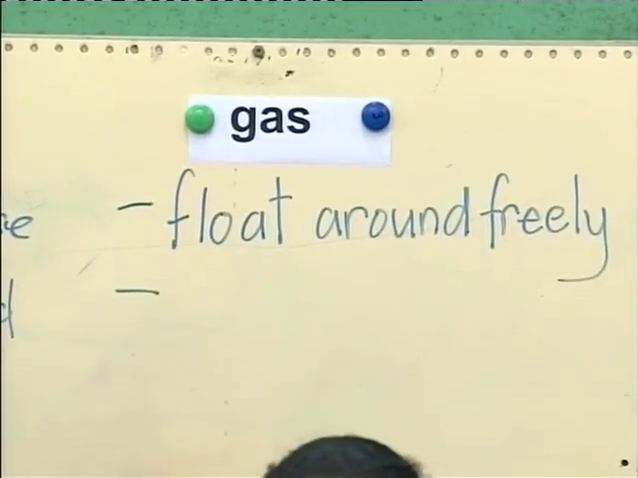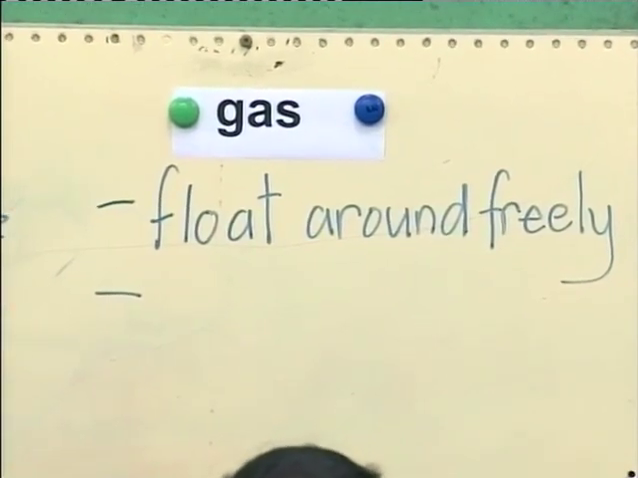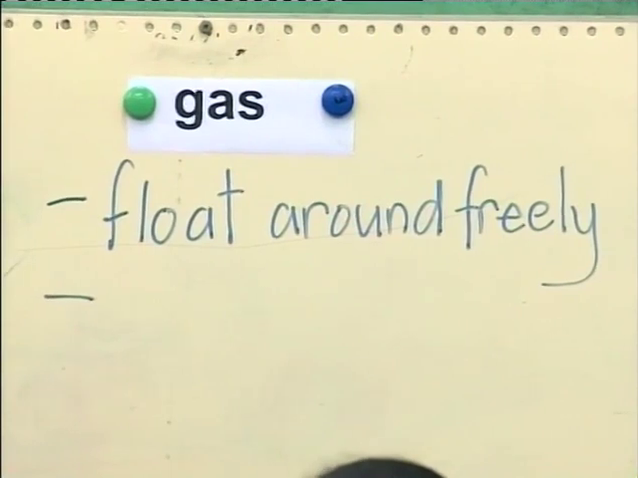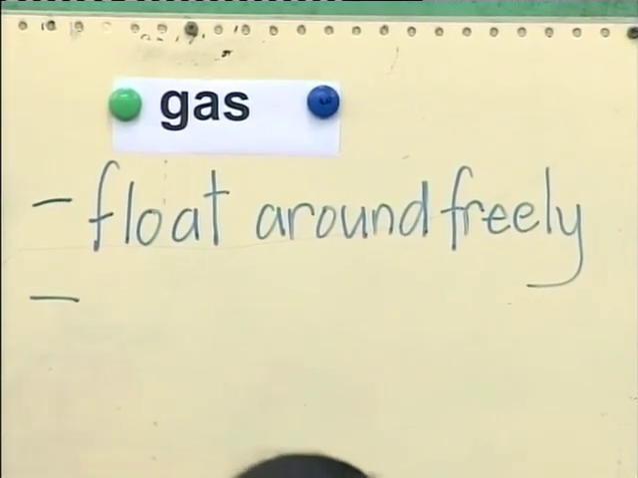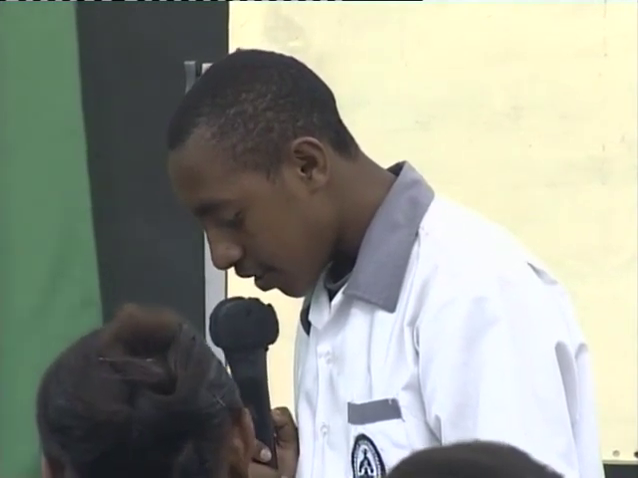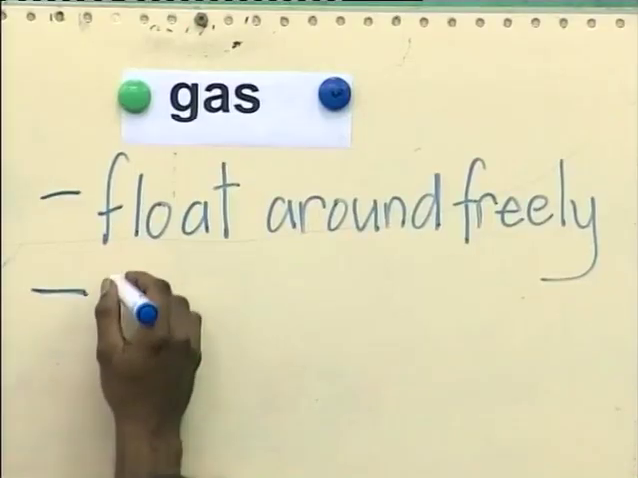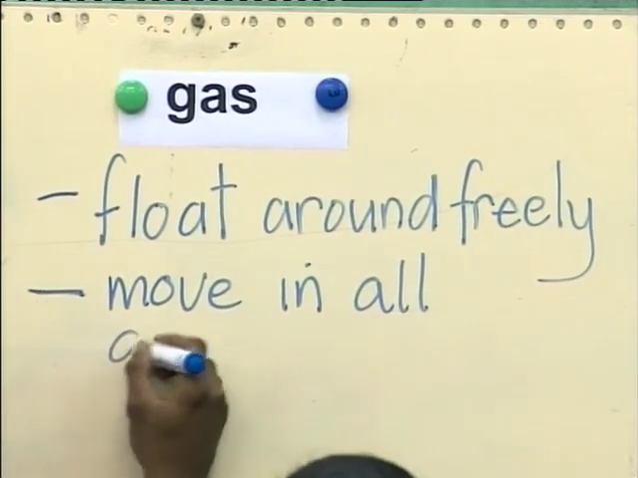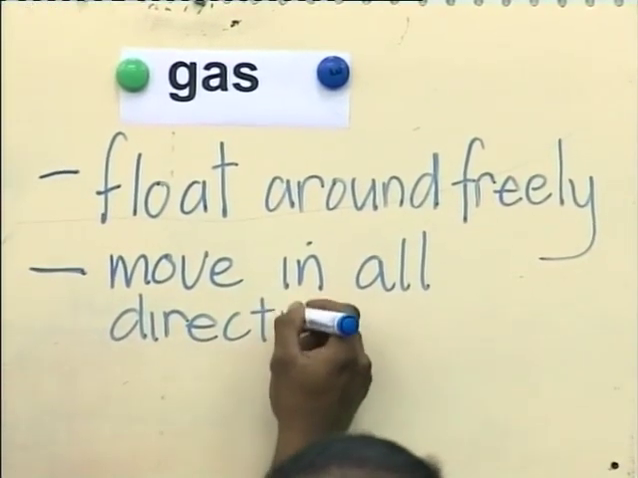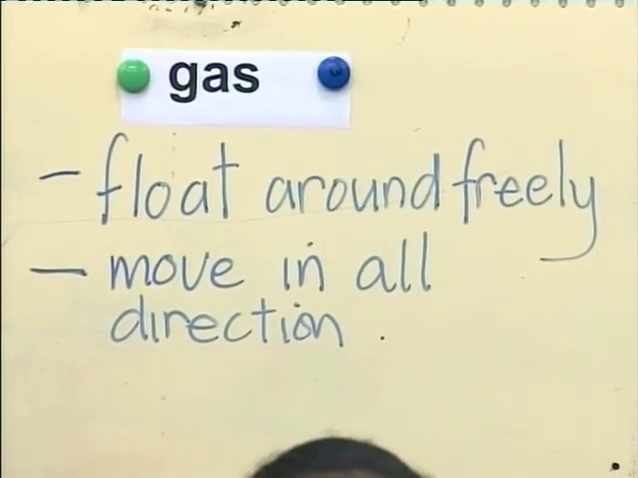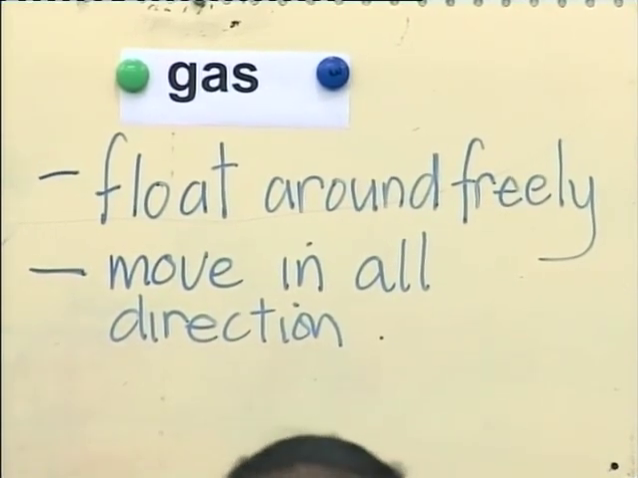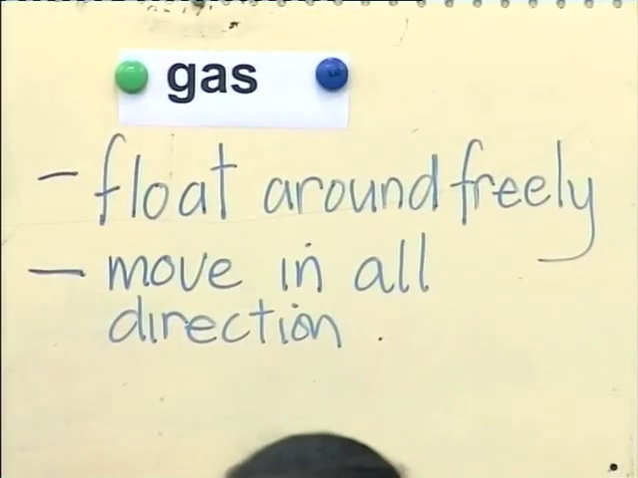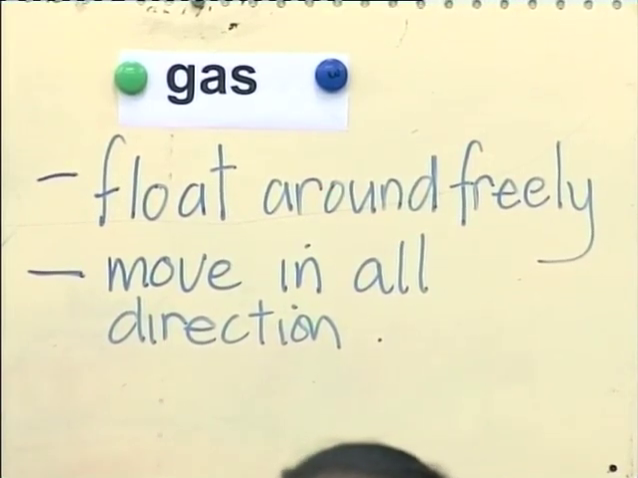Joshua, Edon. Joshua. Gas particles move constantly in all directions. Let's say they move in all directions. Lisa? Move rapidly. They move rapidly.